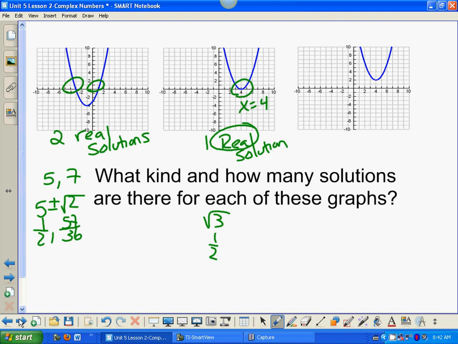What we're going to talk about today are cases like in graph 3 where it never hits the x-axis. Therefore, we call this two imaginary solutions, which I know seems kind of weird. Why would we talk about an imaginary number system?